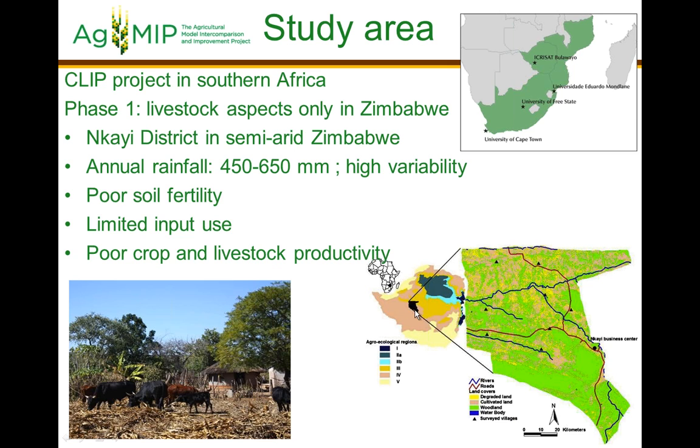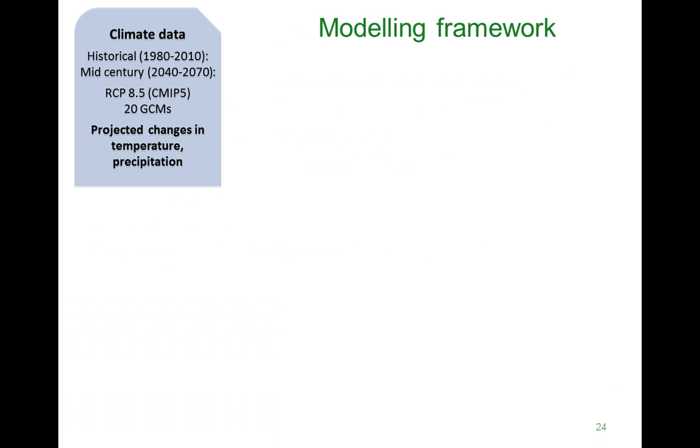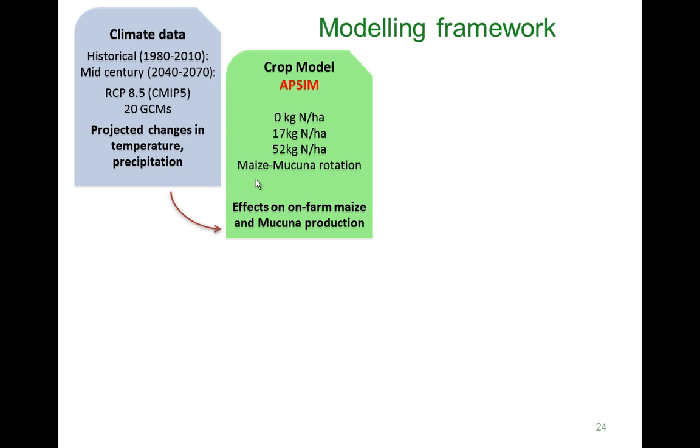It's located here in, I think, zone 4 of the country. So it's a semi-arid climate. Annual rainfall of about 450 to 650 millimeters coming with high seasonal variability. We have poor soil fertility in general, limited input use by the farmers, and as a result, poor crop and livestock productivity.